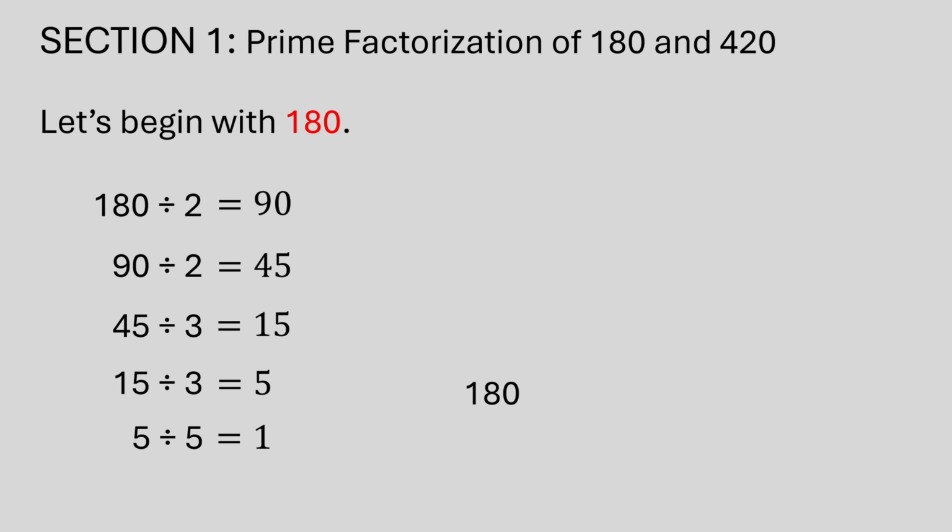So the prime factorization of 180 is 2 to the power of 2 times 3 to the power of 2 times 5.